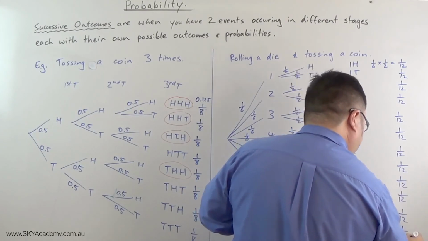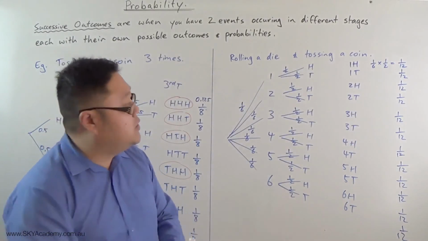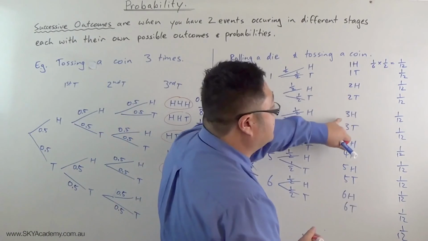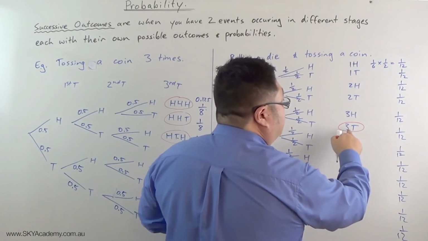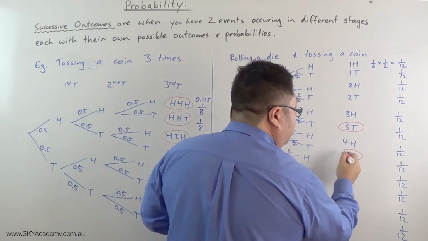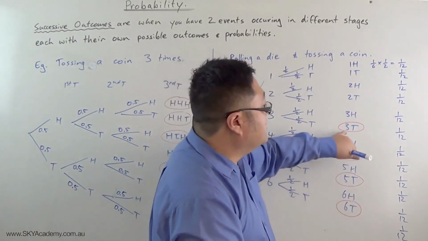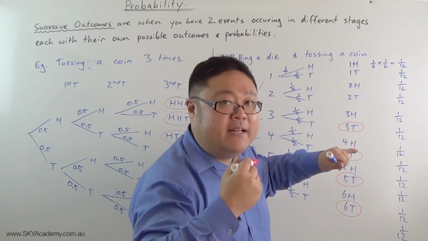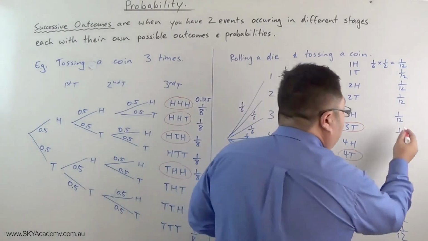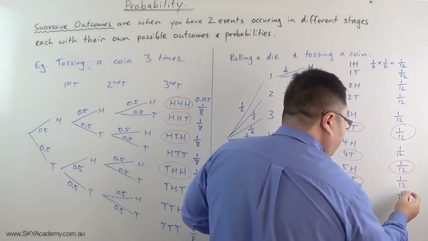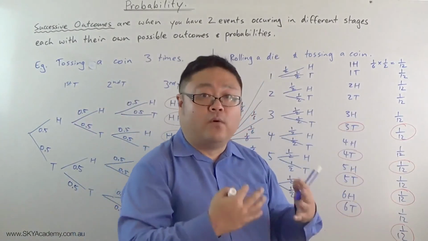So in other words, if we were asked a question, what is the probability of rolling a number bigger than 2 with tails? What you would do is look for all the numbers bigger than 2 with tails. 3 is bigger than 2, and it's got a tails. 4 is bigger than 2 with the tails. 5 is bigger than 2 with the tail. 6 is bigger than 2 with a tail. So what you would do then is employ the addition principle, which is adding them up. 1 out of 12 plus 1 out of 12 plus 1 out of 12 plus 1 out of 12. All of that together gives you 4 out of 12.